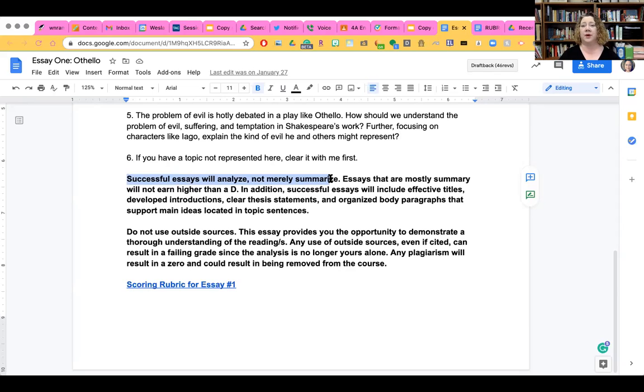Now, there might be some times where you have to say, in the scene when Desdemona does this and this, just to direct your reader to a certain event, or maybe you're going to quote or something like that. That's fine. That's not summary. That's like pointing in a direction. It's giving a location in the text. So it says here, essays that are mostly summary will not earn higher than a D, which is a 60.